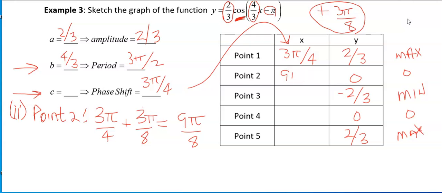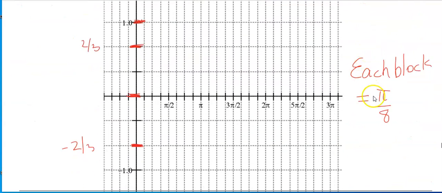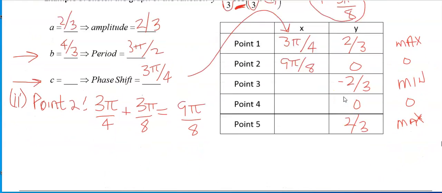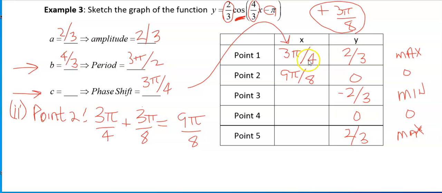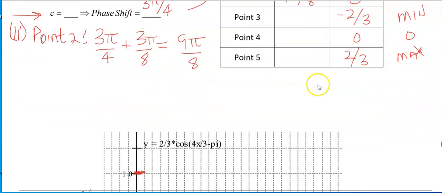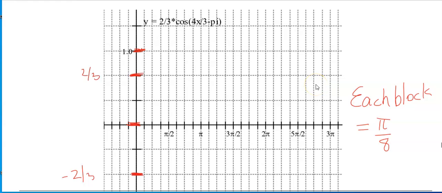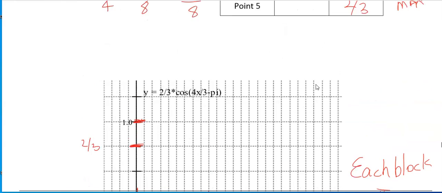9 pi over 8. I've actually had students, and I've kind of recommended this at times. Remember that down in the graph, right here, we said that each block was pi over 8, right? Well, if you left all of these x values with an 8 for the denominator, you can easily tell how far left or right you have to go to get to that x value. So for example, 9 pi over 8, remember now each block is pi over 8, so I would just start at the origin, and I'd go 9 blocks to the right. There you go, right there. You see that? That's 9 pi over 8.